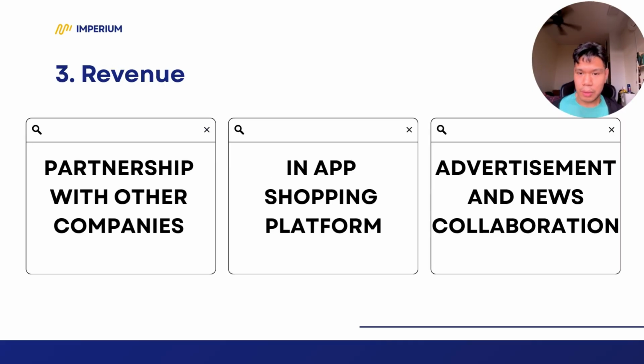What is going to be our revenue? How are we going to get our money? The first one is partnership with other companies. The second one is an in-app shopping platform. And the third one is advertisement and news collaboration.